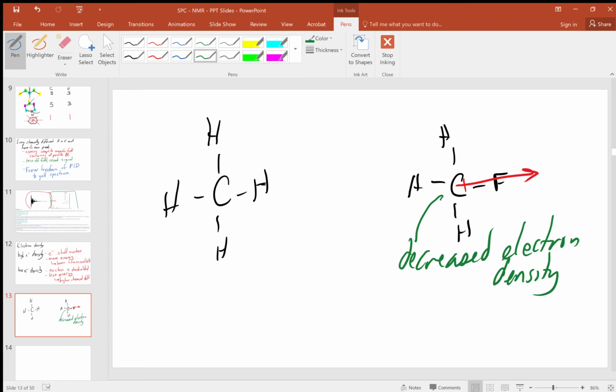So by doing that, putting an electron withdrawing group on there, we lower the electron density, and we should end up with both the carbon as well as the hydrogens that are attached to it should both show up at higher chemical shift.